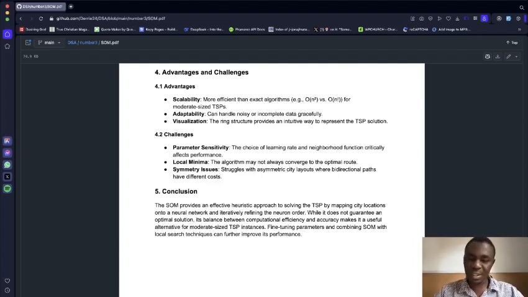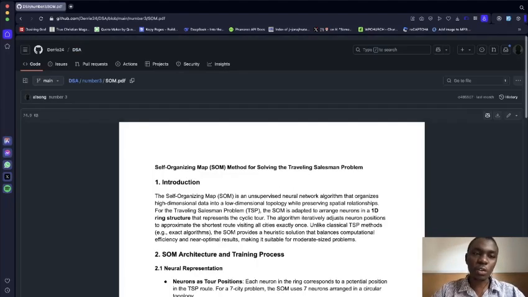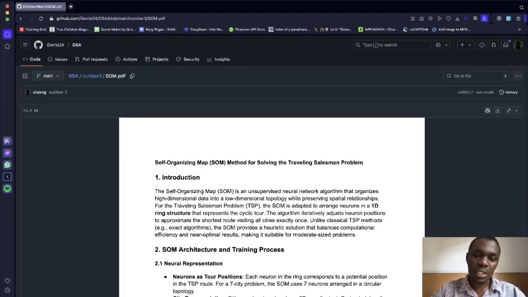Yeah. And then a conclusion: the self-organizing map provides an effective heuristic approach to solving the traveling salesperson problem by mapping city locations onto a neural network and iteratively refining the neuron order. While it does not guarantee an optimal solution, its balance between computational efficiency and accuracy makes it a useful alternative for moderate traveling salesperson instances. Right, this is just a conceptual overview of how the self-organizing map operates.